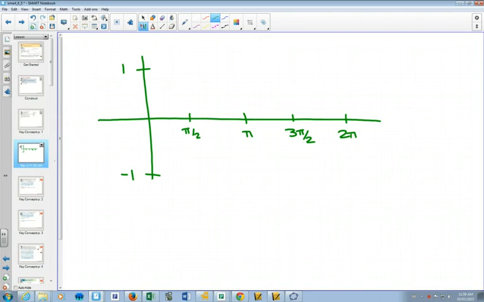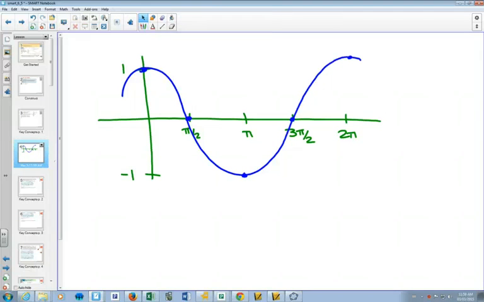You know from your unit circle that cos starts up here, because it's the x-coordinate, and cos of 0 is 1. Then at 90, it's at 0, down to -1, back to 0, back to 1. And we draw a nice curve through the points as you go along. And it continues in this pattern over and over and over again. And this is the graph of y equals cos theta.